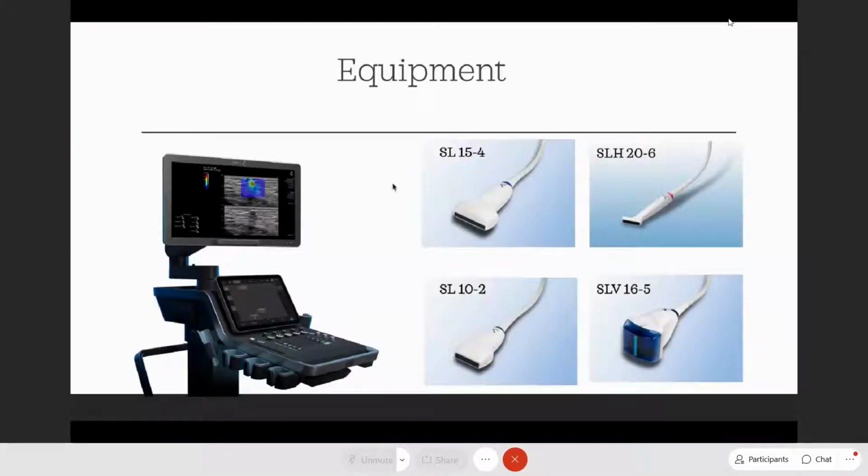The first part is the equipment. As we all know, breast is a superficial structure, and so we have to have the linear probe to image the breast. The most commonly used one is the frequency between 15 and 4 for the majority of the cases. However, we do have various body habitus, and hence for bigger breasts and obese patients, we may have to use a lower frequency, which is 10 to 2. These are the two basic probes that we need to image the breast.